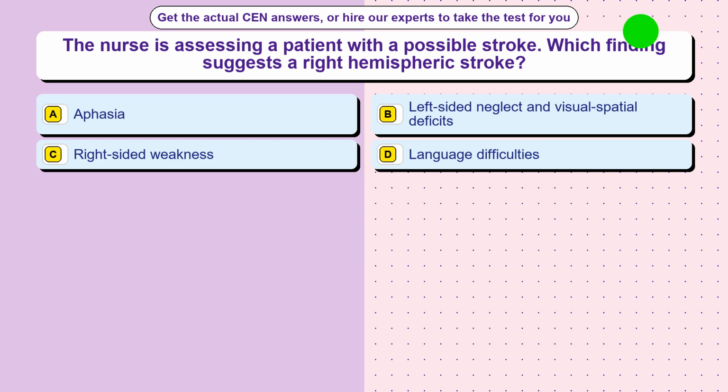Question 33. The nurse is assessing a patient with a possible stroke. Which finding suggests a right hemispheric stroke? Option A, aphasia. Option B, left-sided neglect and visual spatial deficits. Option C, right-sided weakness. Option D, language difficulties.